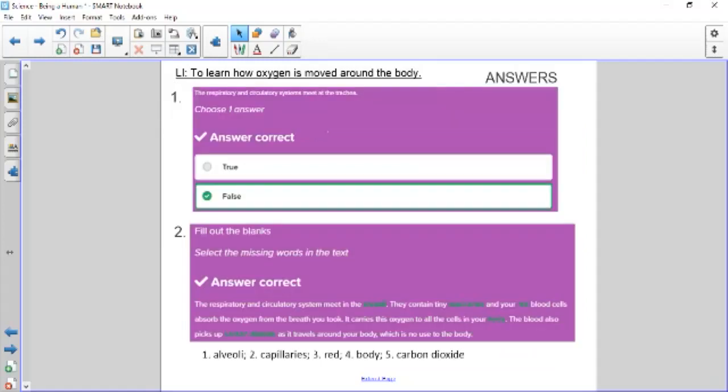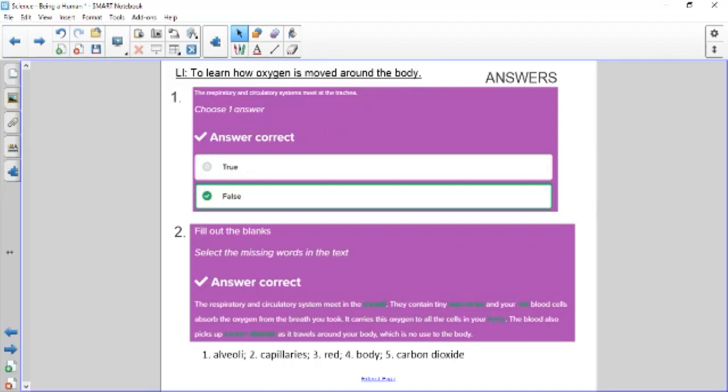Welcome back. And the answers are number 1, it's false, because the respiratory and circulatory systems meet in the alveoli, not in the trachea. Number 2, so the answers are under the box. So I will read out the sentences with the correct answers.